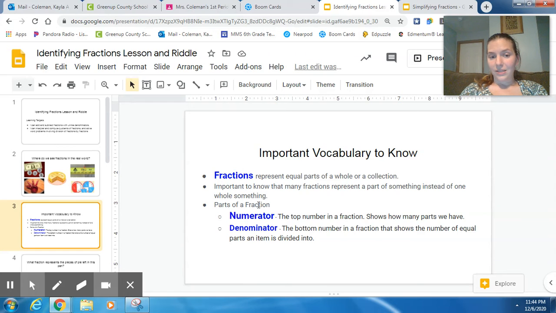While we're talking about parts, there's also parts of a fraction. You're probably used to seeing one number on top, one number on the bottom. Those numbers are called the numerator and the denominator. The numerator is the number that's on top. You need to know that. That shows how many parts we have in the fraction. The denominator is the bottom number in the fraction. You need to know that. And that shows the number of equal parts an item is divided into. So how many total pieces make up one whole.